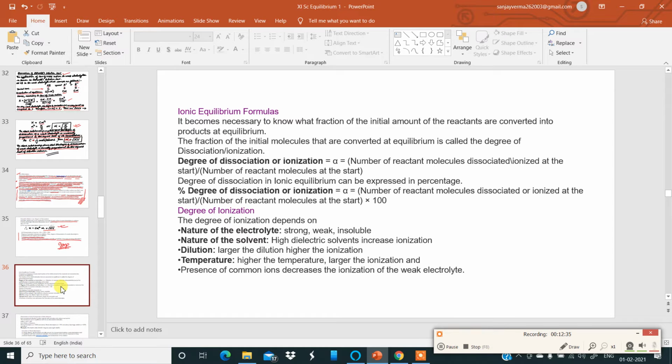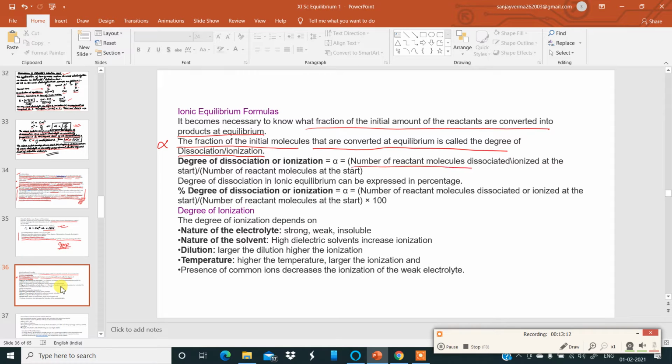Further, ionic equilibrium formulas. It becomes necessary to know what fraction of the initial amount of the reactants is converted into products at equilibrium. The fraction of the initial molecules that are converted at equilibrium is called the degree of dissociation or ionization. Remember this. So this is the definition for degree of dissociation. The fraction of the initial molecules that are converted at equilibrium, where? Into ions.